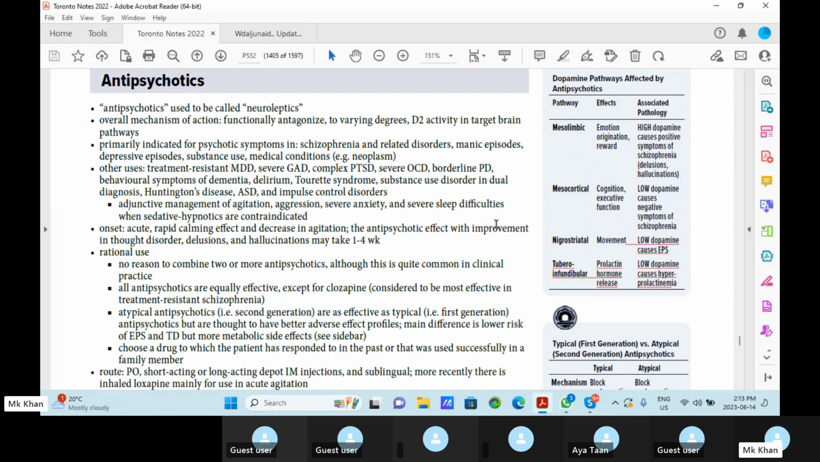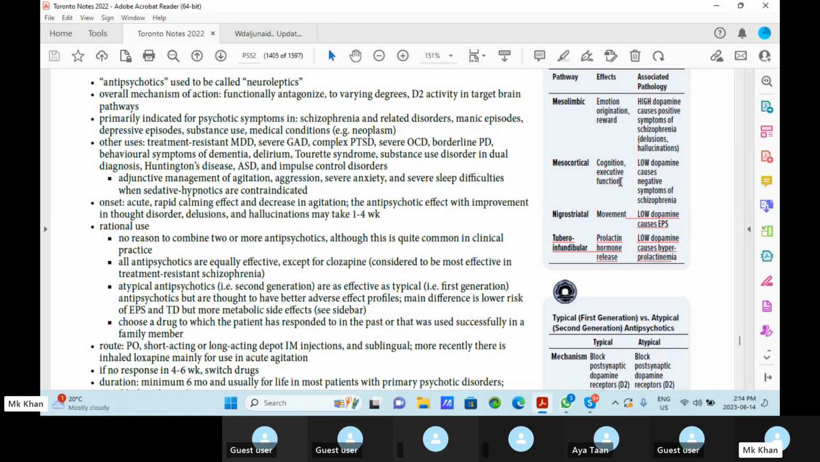Now the antipsychotics are also called neuroleptics. The mesolimbic affects emotion, reward, and associated pathology, and mesocortical affects cognition and executive function. Low dopamine causes negative symptoms of schizophrenia, like the flat affect that we see, which is due to mesocortical. The nigrostriatal is basically movement. Low dopamine causes EPS. All the movement disorders are nigrostriatal. And then tubulo-infundibular is the prolactin hormone, hyperprolactinemia. So low dopamine is the main effect of the antipsychotics, but the side effects are these.